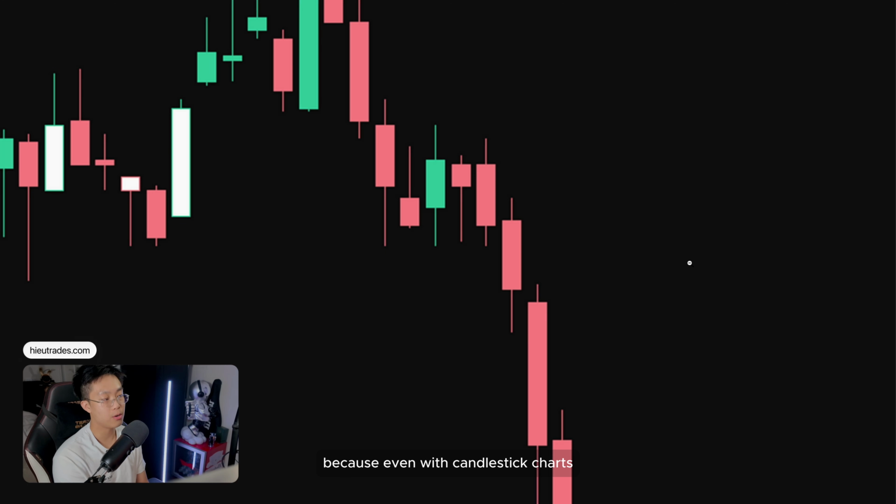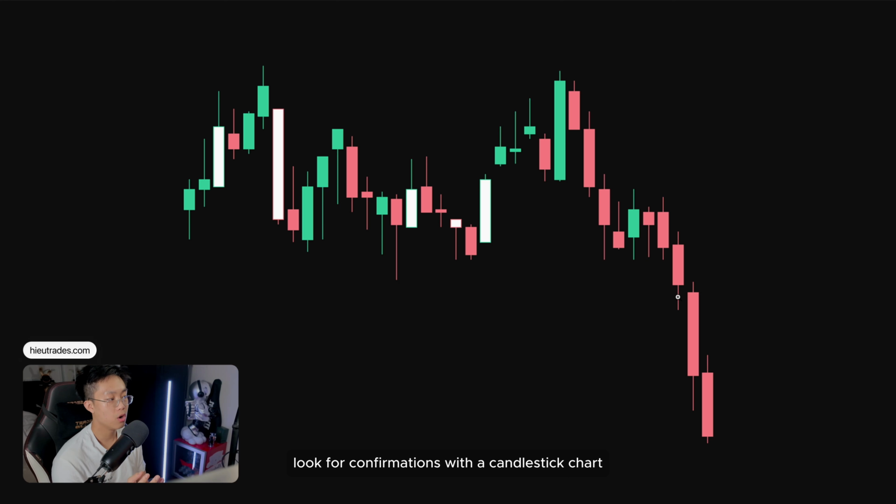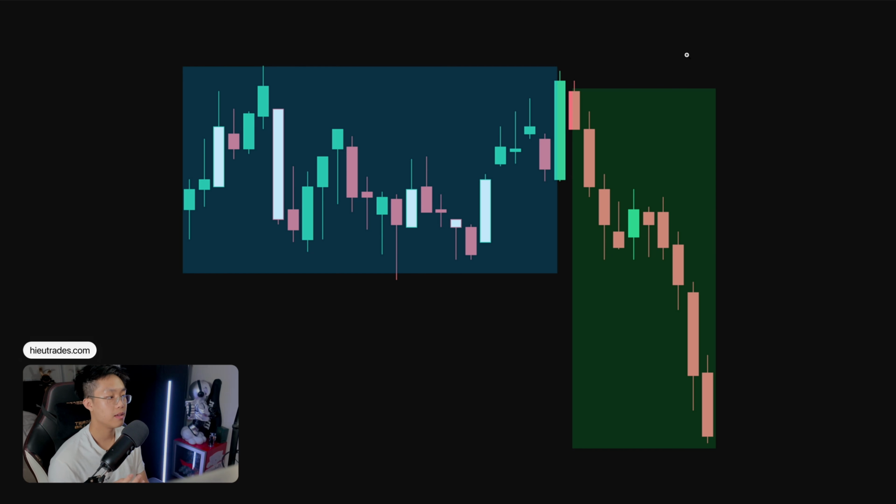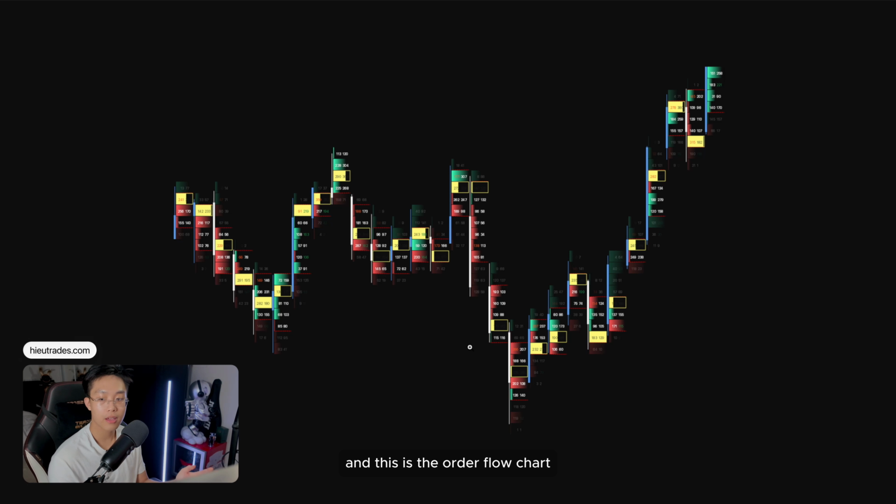Because even with candlestick charts, you can look for confirmations, but by the time you get that confirmation, the bulk of the move would have happened already. With order flow, you pretty much only need one candle to see whether it is a real manipulation or a fake manipulation. And this is, again, the boxes to make it more clear: accumulation and straight to distribution.